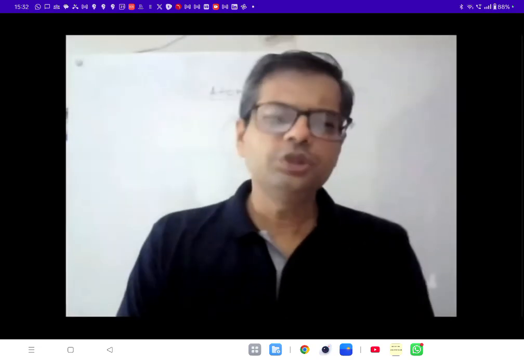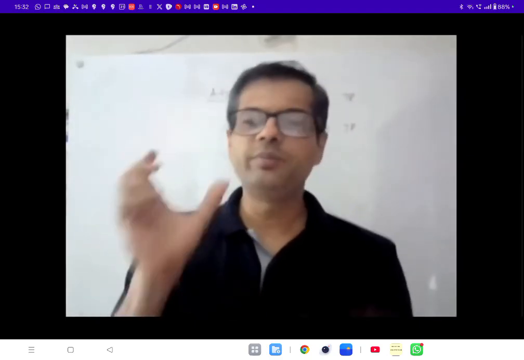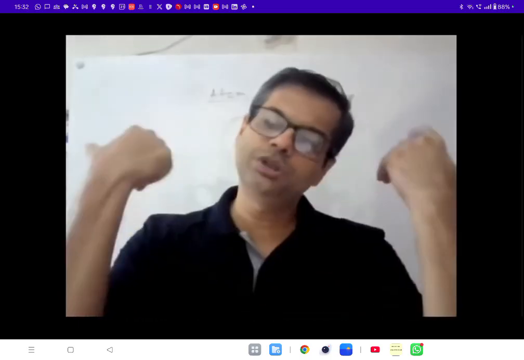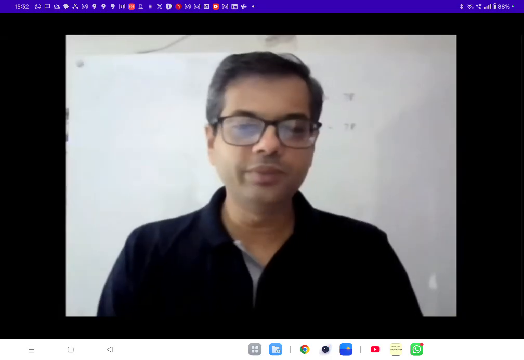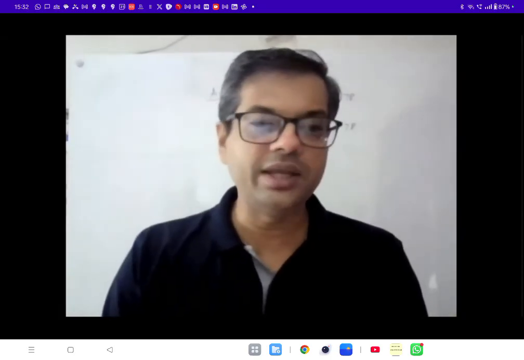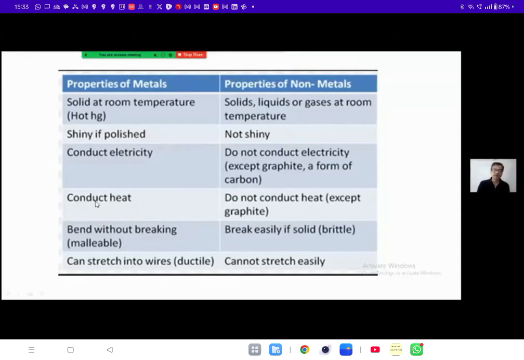Now various properties we want to see. Generally, what properties do they have? Metals are solid at room temperature, whereas non-metals, some of them are solid, some of them are liquid, most of them are gas. Metals are shining if you polish, non-metals are not shiny. Metals conduct electricity, non-metals usually don't conduct electricity, except graphite, which can. Metals conduct heat, non-metals cannot conduct heat.